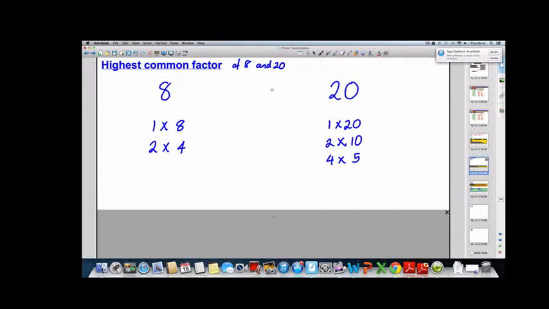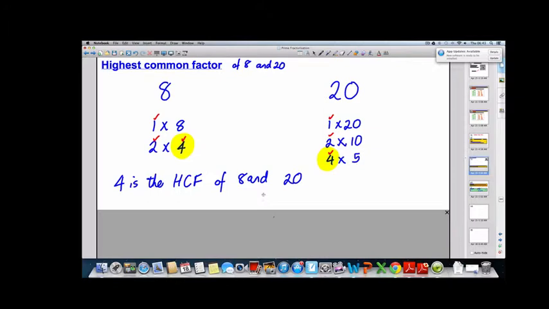Now, the highest common factor is the biggest factor of both numbers, the biggest number that can divide into each of these. Now, scanning through, the biggest number in both lists here, well, 1's in both lists. Let's just see what's in both lists. 1's in both lists. What else is in both lists? 2 is in both lists, and 4 is in both lists. Now, which is the biggest number in both lists? The biggest number is the 4. So 4 is the highest common factor, HCF, of 8 and 20.